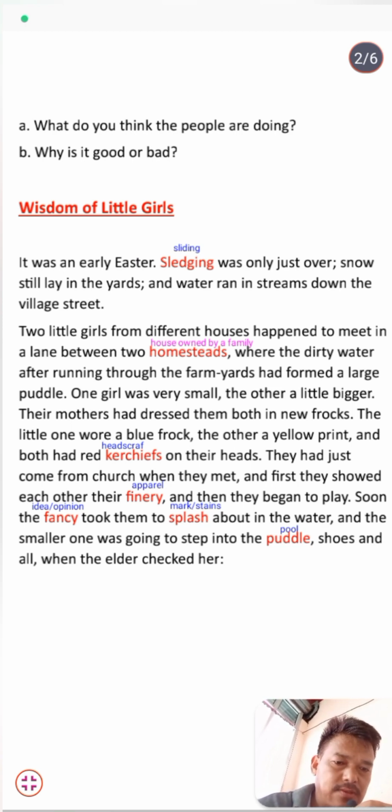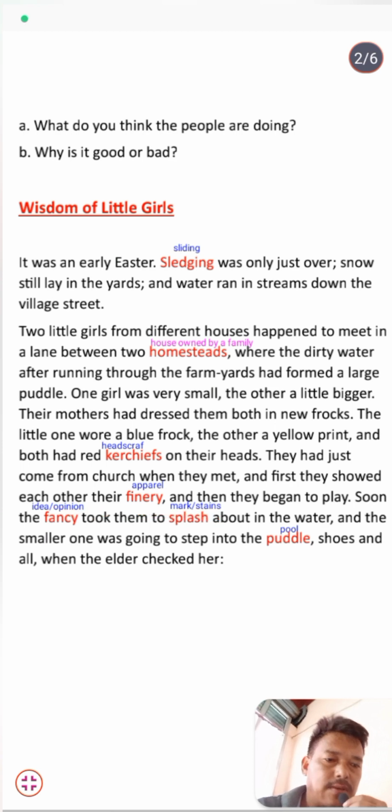They had just come from church when they met, and first they showed each other their finery, meaning their April clothes, and then they began to play. So they had just arrived from the church, started showing their new clothes to each other, and then they started playing.